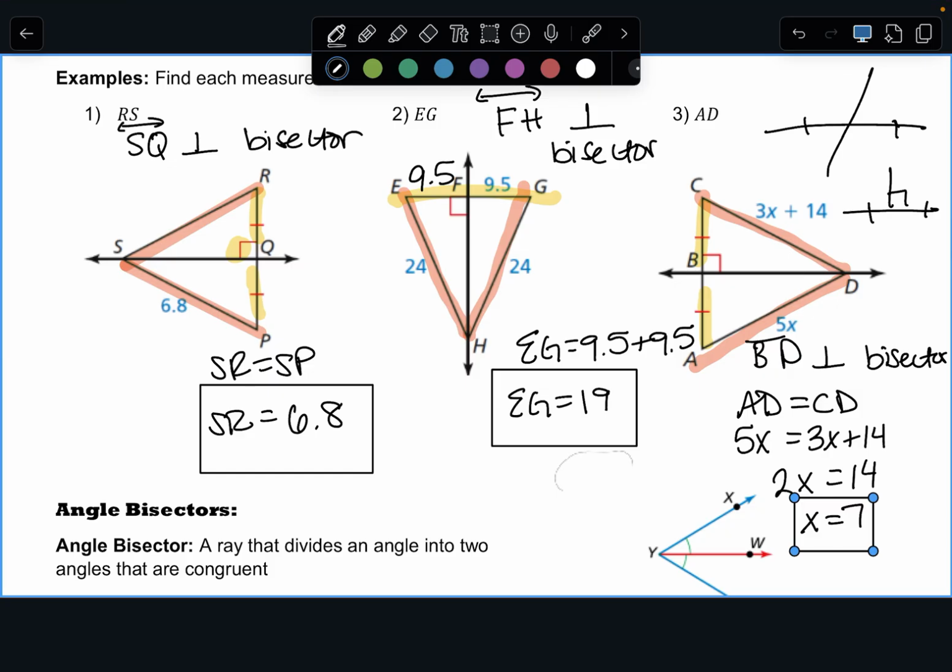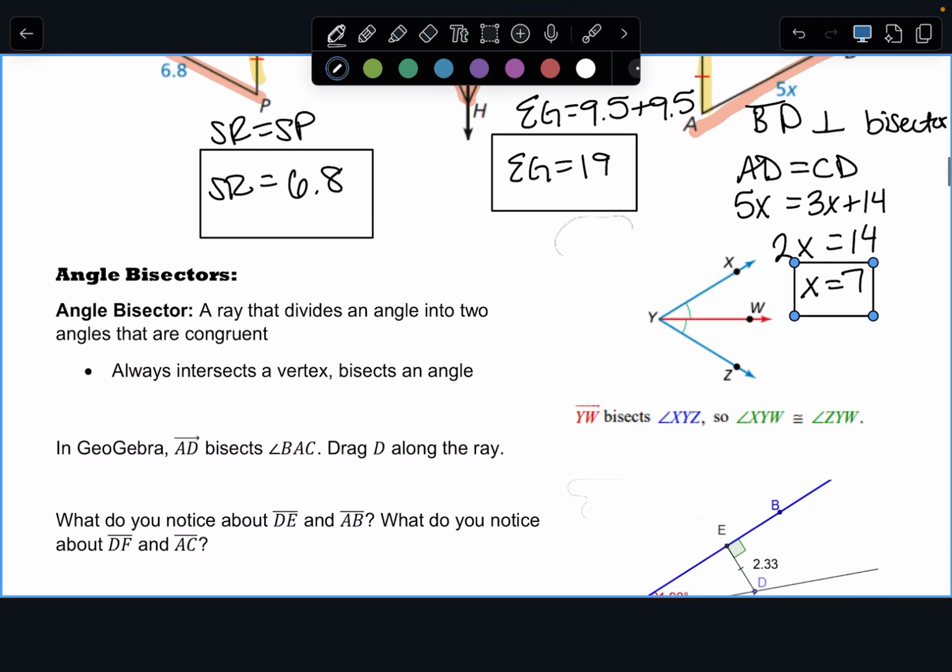Caden, how do I find AD? Here's AD. 5x. You have to put in 5x. Yeah, plug in 5x. Perfect. It's just those mental errors we got.